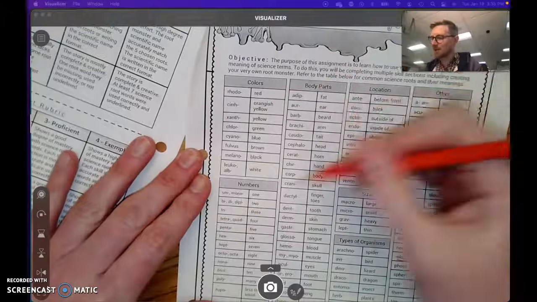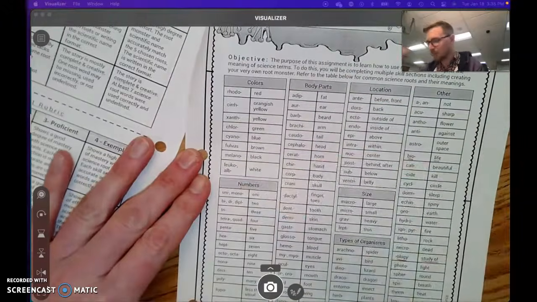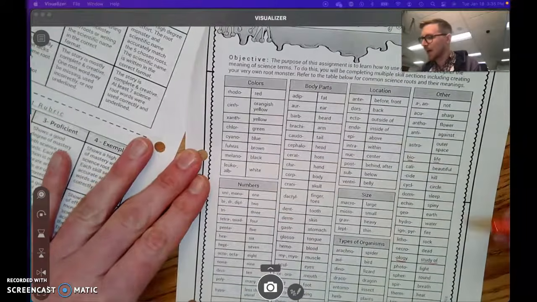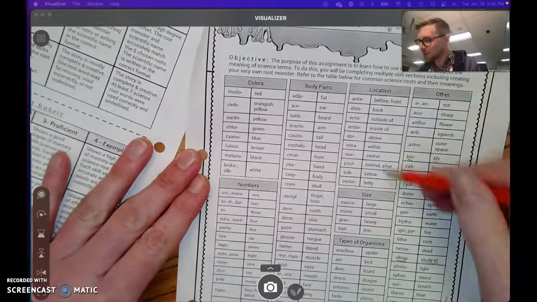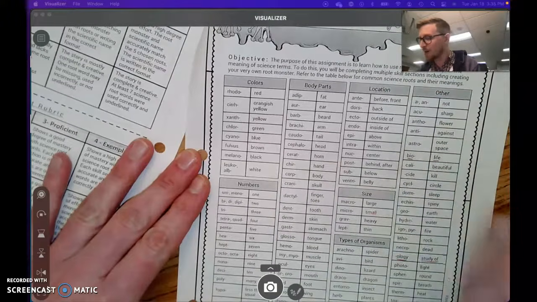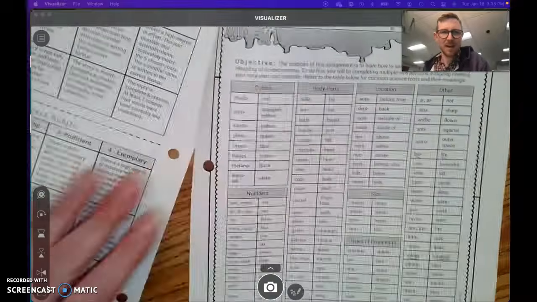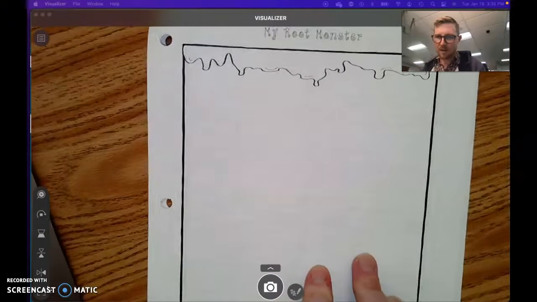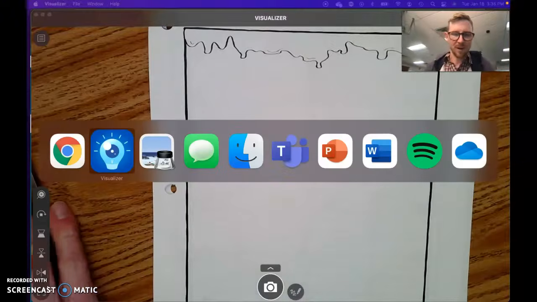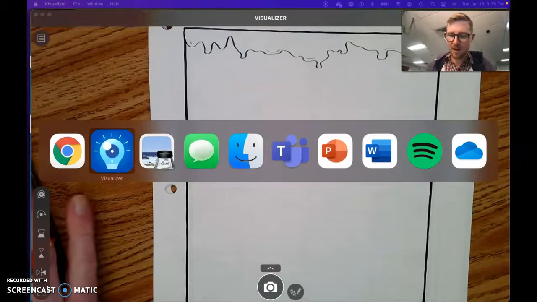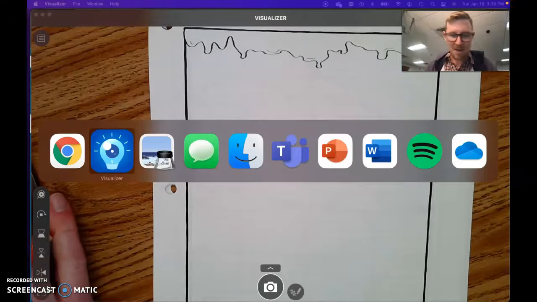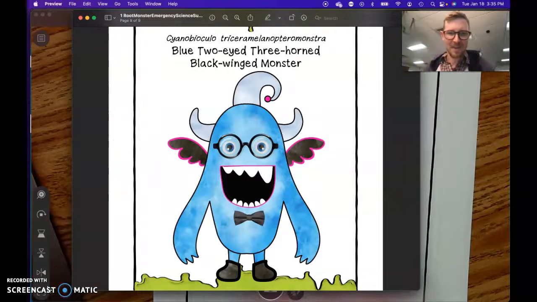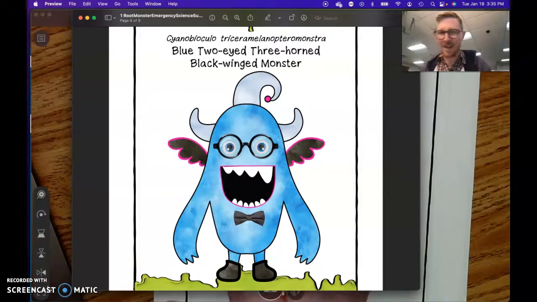And there's lots of different colors and body parts or numbers if they have wings or horns or whatever, or things sticking out of different locations on their body, or if it's big or small. Use this and be creative in the naming of your monster. Then you get to draw it here. So using the example that I just barely was able to speak, here's the example.